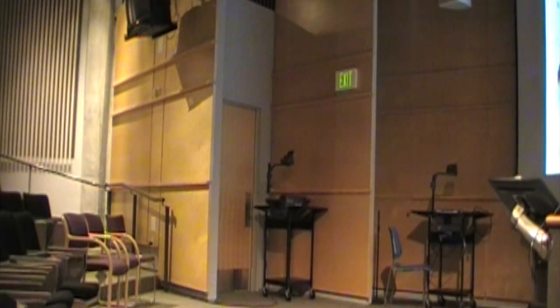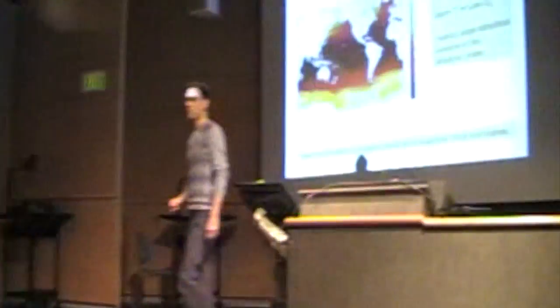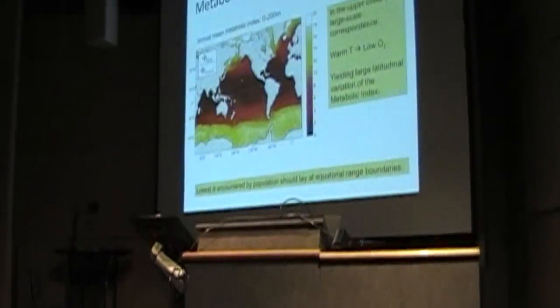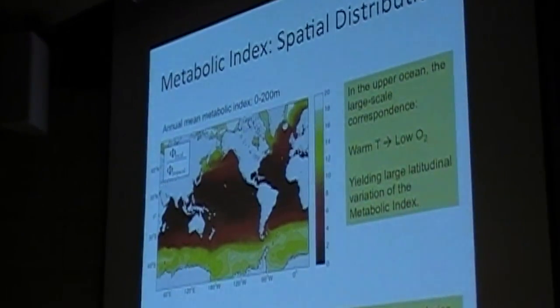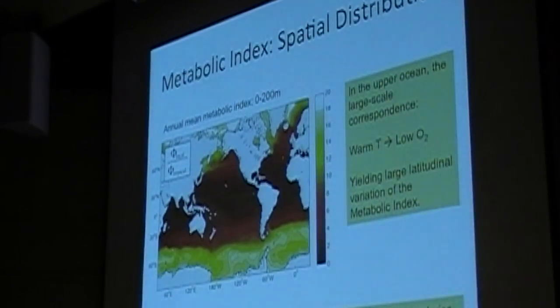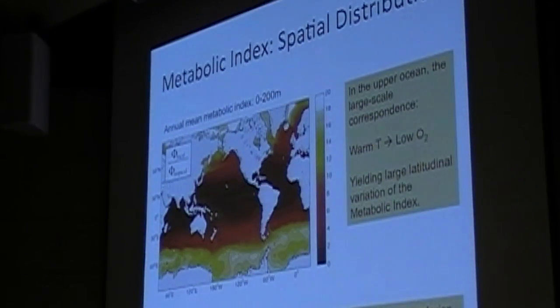So first we need to look at the distribution of this metabolic index, which now, given the parameters we get from the laboratory data, we can just map using climatological fields of oxygen and temperature. I'm just going to show you a couple of these large global distributions before zooming in on where some of these species live. So this is global annual mean metabolic index over the top 200 meters.